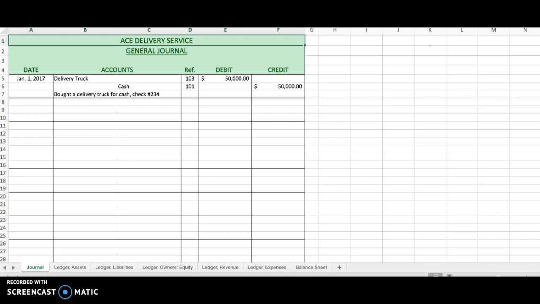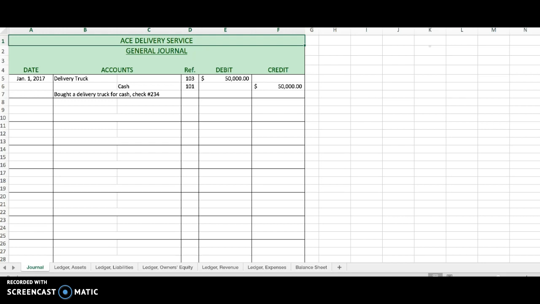And if you look on the screen, you'll see a general journal. And I will walk you through some ledger accounts as well before we begin the actual discussion of the topic. We will be talking about a business called the ACE Delivery Service. And in the general journal, you see that on January 1, 2017, this company bought a delivery truck. And we're going to keep it very simple and say that they bought this delivery truck for cash. $50,000 for the delivery truck.